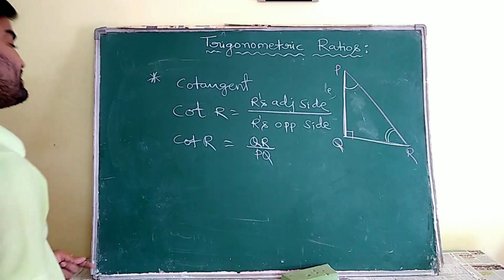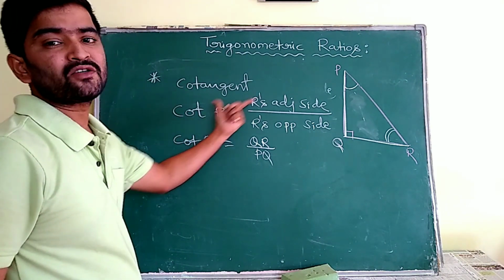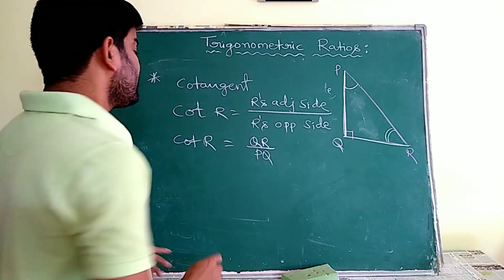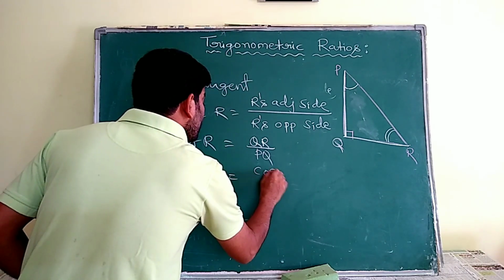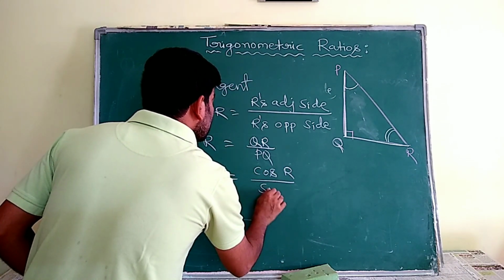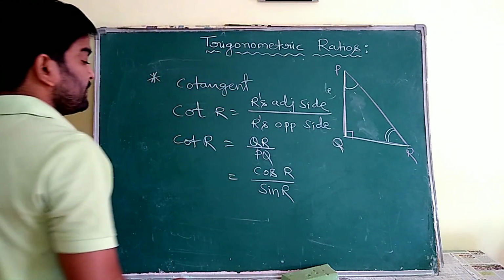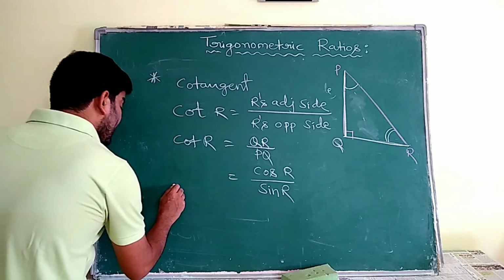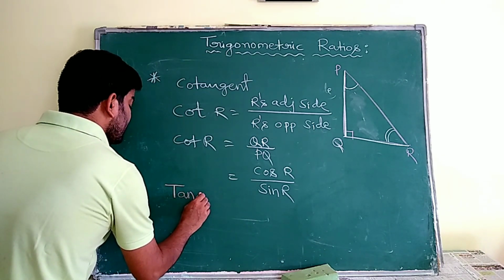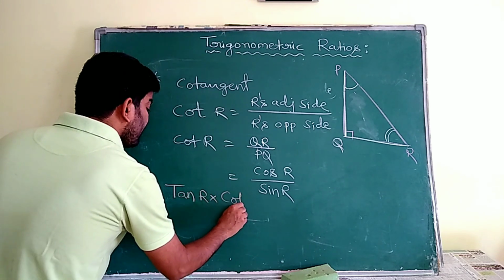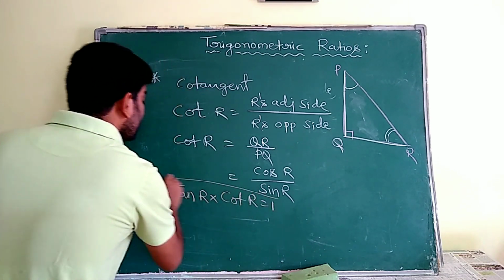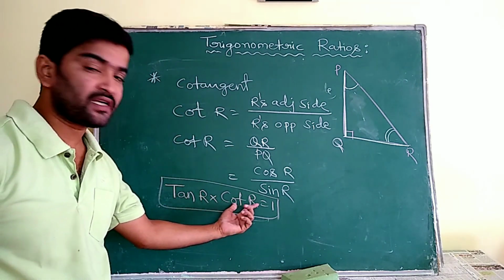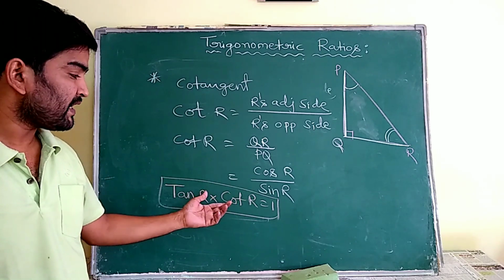Okay, as we discussed, tan R is equal to sin R by cos R, and cot is the reciprocal of tan. So cot R is again expressed as cos R by sin R. This is the observation here. Our general observation is tan and cot are reciprocal to each other. Tan R into cot R is equal to 1. This is the main observation you have to remember. So tan R into cot R is equal to 1.